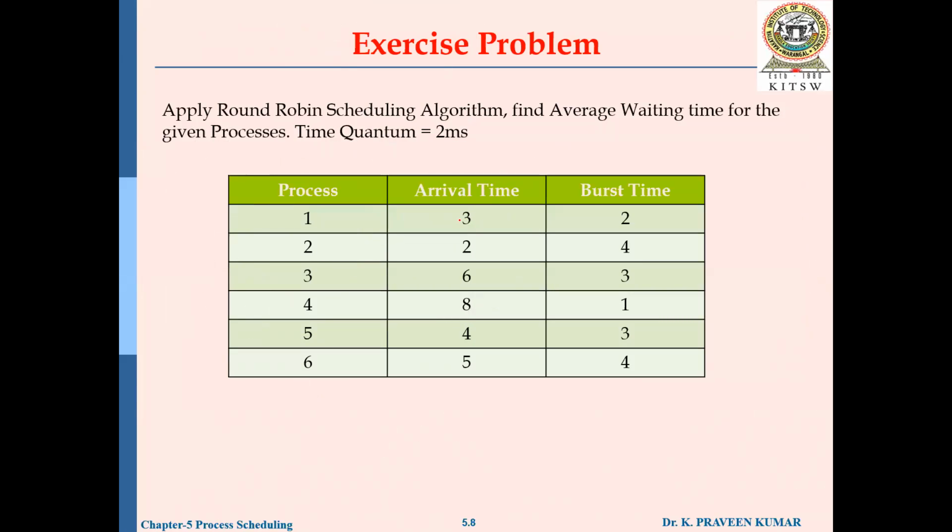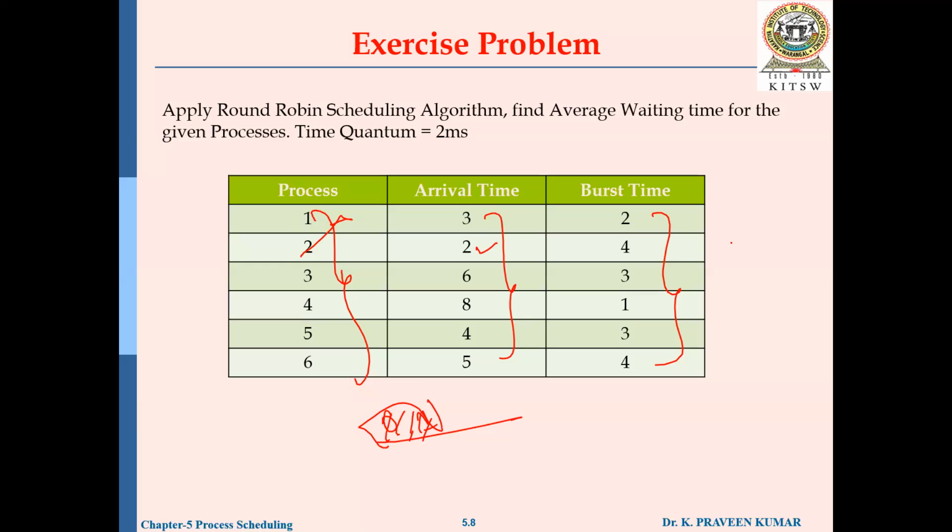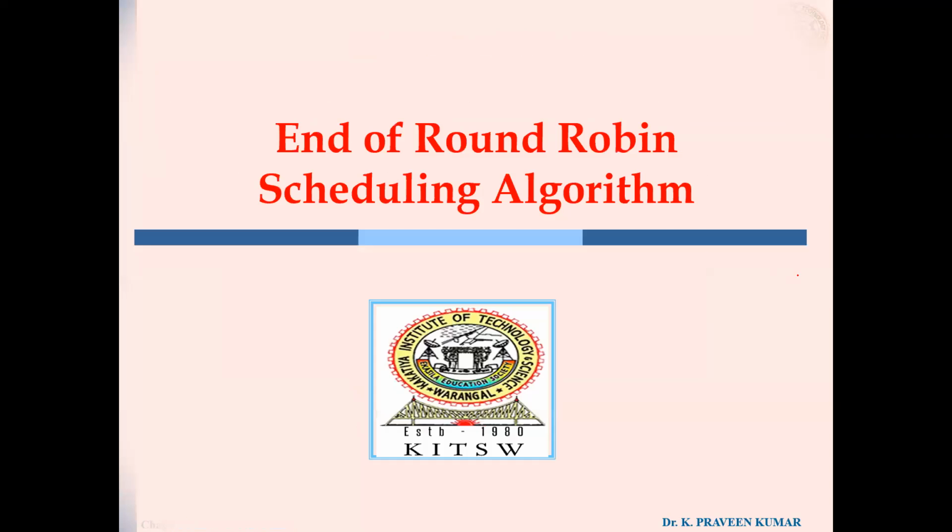In this exercise problem, I have given 6 processes with different arrival times and burst times. When you observe this, no process has entered in the 0th time unit and the 1st time unit, so this is completely blank. It has started from the 2nd unit of time. Try to complete this exercise problem. With this, we have completed the round robin scheduling algorithm. Thank you.